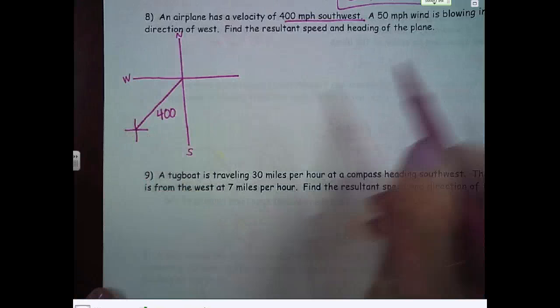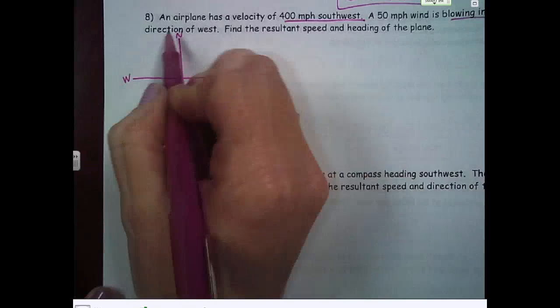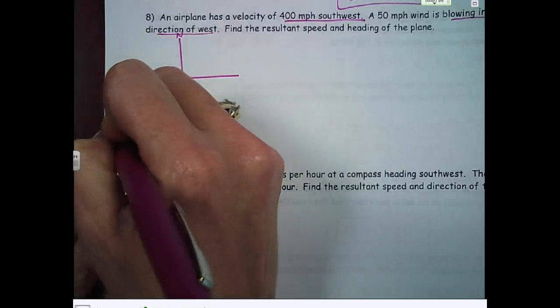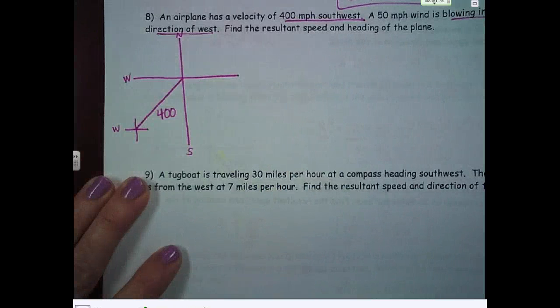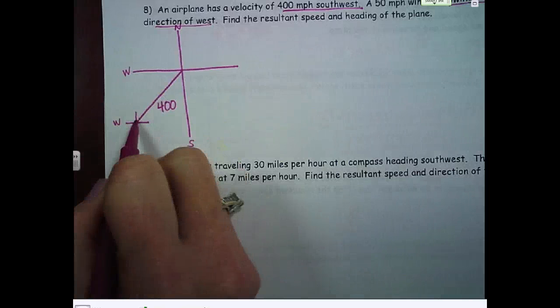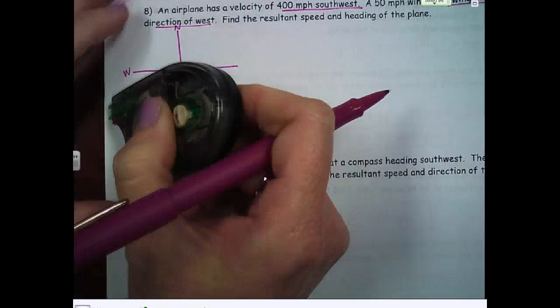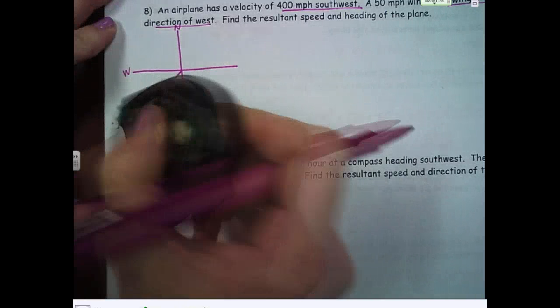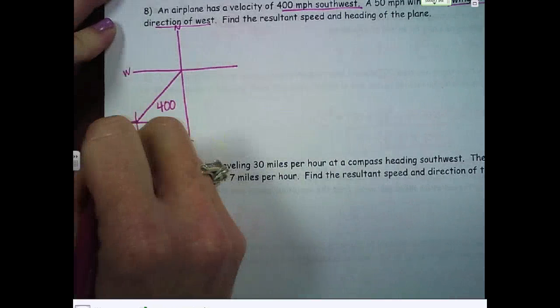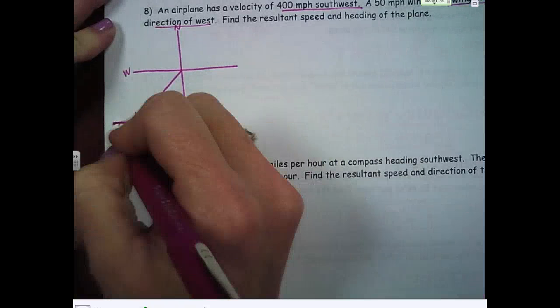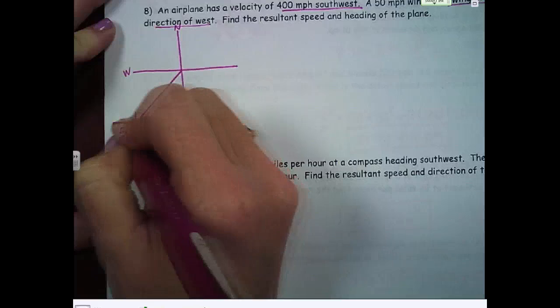Okay, and it says it's blowing in the direction of west. So if you're blowing in the direction of west, it's just a way of saying you're blowing west. So this is west, right? So if you're going to blow in the direction of west, you're blowing this direction. Erase this so you can see better. So I'm blowing here. And it tells us that it's 50. So this is your 50, from here to here.